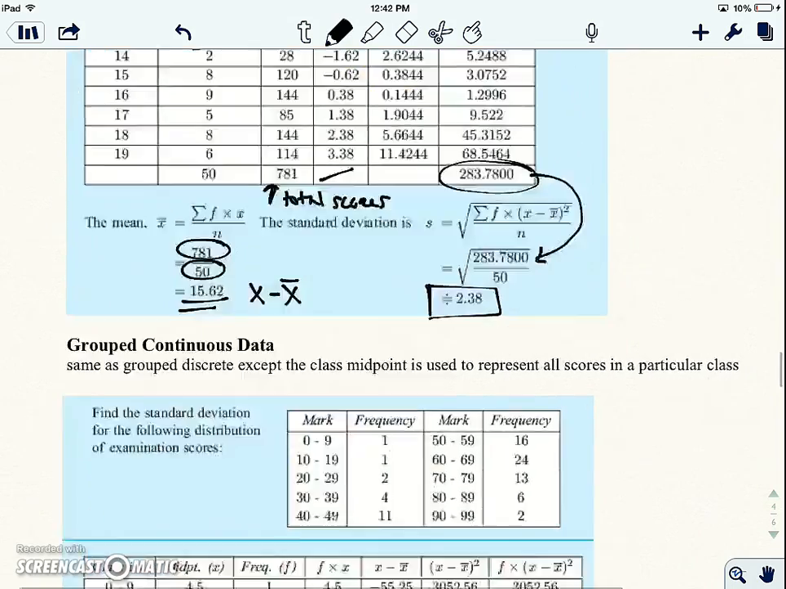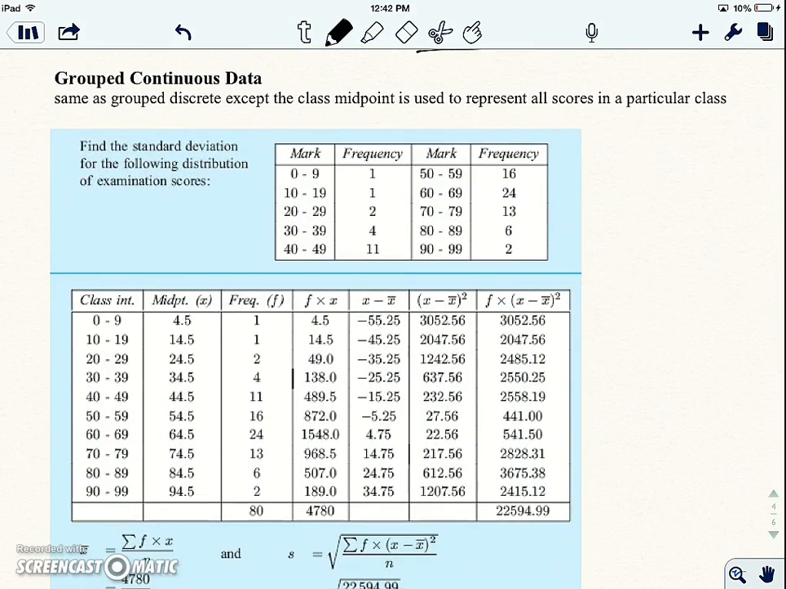The last thing is grouped continuous data, and it's exactly the same, but remember, if they don't give us the raw data, they tell us there's one score in here between 0 and 9. It could be 0, it could be 9, but I don't know, so we pretend it's the midpoint, 4.5. I don't know what the score was in here, so we pretend it's 14.5. I don't know what the 2 scores were between 20 and 29, so I pretend it's 24.5.